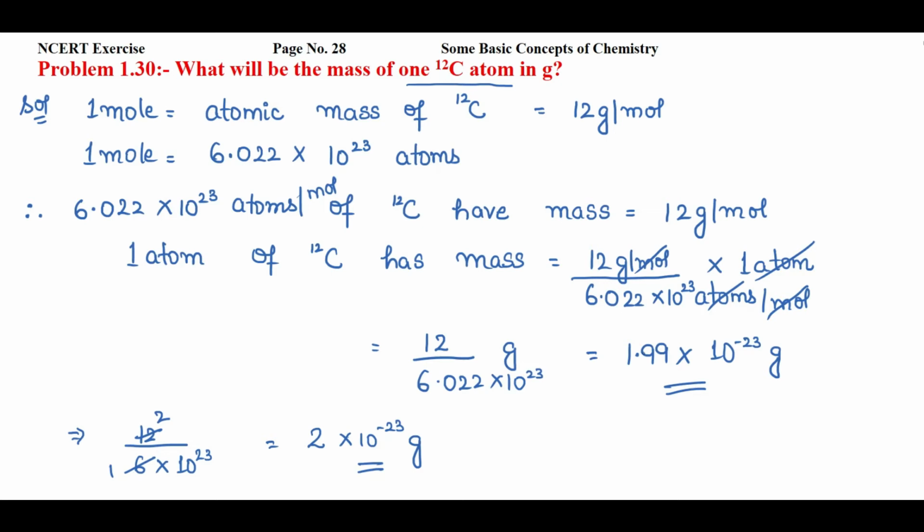Now if you round off the value 1.99, it will also be equal to 2, because here I have 9, which is more than 5. So I'll simply add 1 to this value. So it will be equal to 2 into 10 raised to power minus 23 gram.